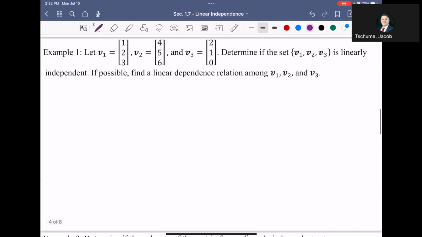All right, so let's do an example to talk through this. Let's assume we've got three vectors. V1 is the vector 1, 2, 3. V2 is the vector 4, 5, 6. And V3 is the vector 2, 1, 0. Question 1: do these three vectors make up a linearly independent set? So it's going to be a yes or no question. And then if possible, find a linear dependence relation among V1, V2, and V3. So it's a two-part question. You may not need to answer both parts here.